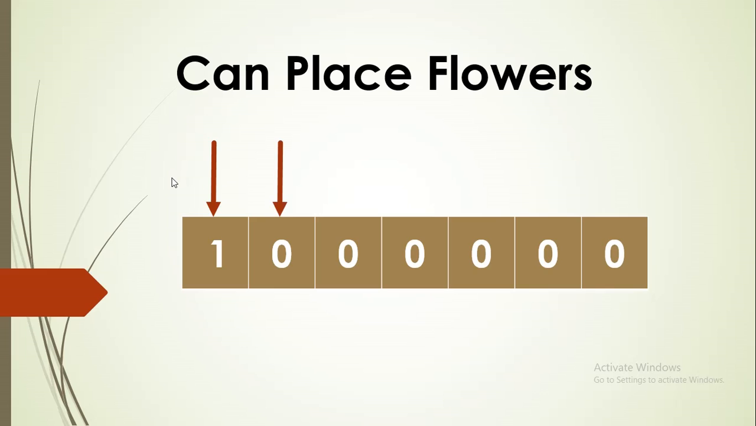Then we go to the second position. As you know, it has both left and right adjacent positions, so we need to check.